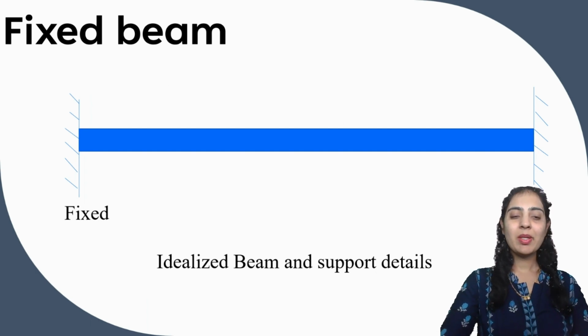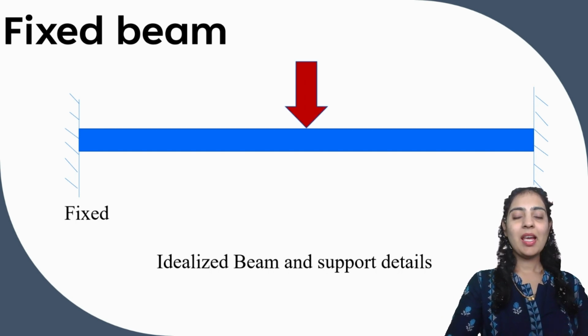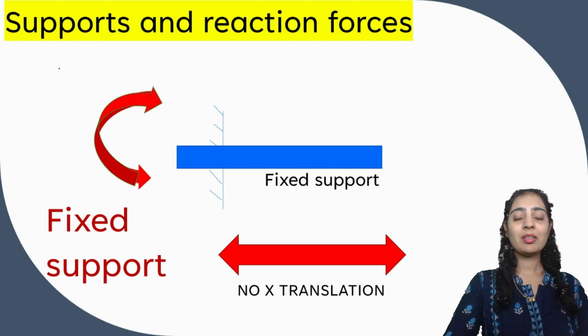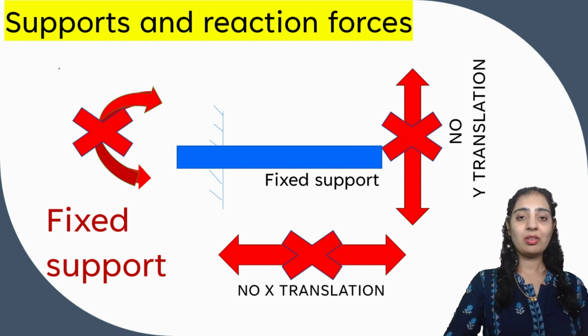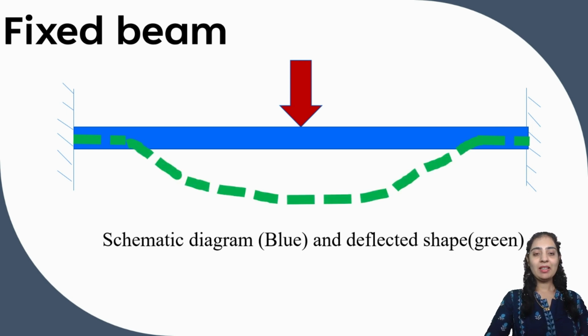Fixed beam. In the fixed beam, both ends of the beam are fixed supported. And the load is applied at its center. So, fixed support. Fixed support does not allow rotation. It does not allow X translation, no Y translation, no rotation. It is a fixed or restrained support. So, how will it deflect? We have applied a point load at its center. The deflected shape will be like this. Because of the fixity of the support, the beam will not deflect at the supports.